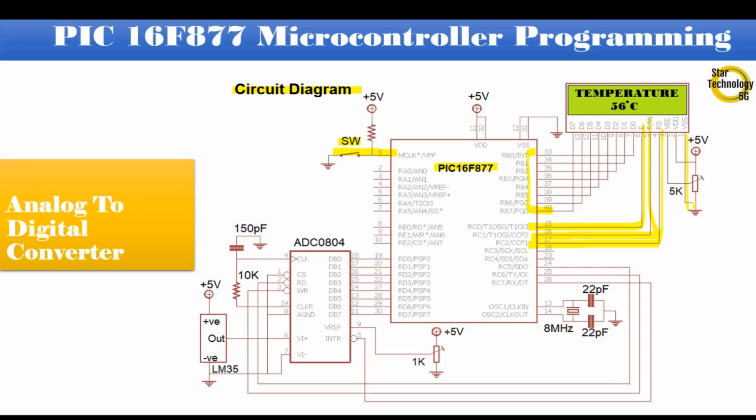Pin VSS connects with ground. Pin VDD connects with positive 5 volt. Contrast pin VEE connects with a variable resistor, and the value of the variable resistor is 5 kilo ohm.